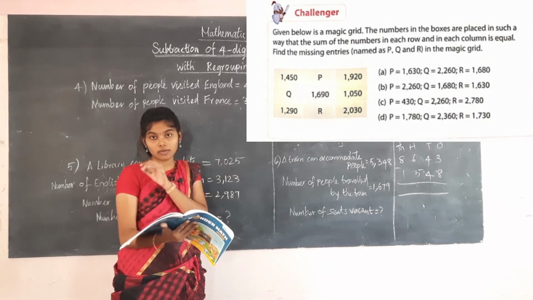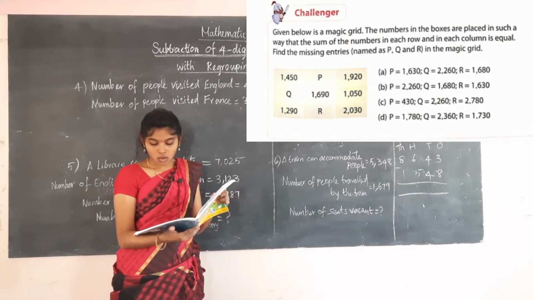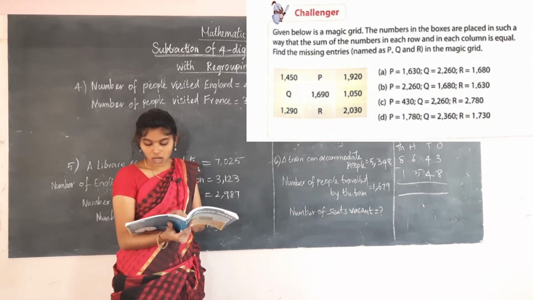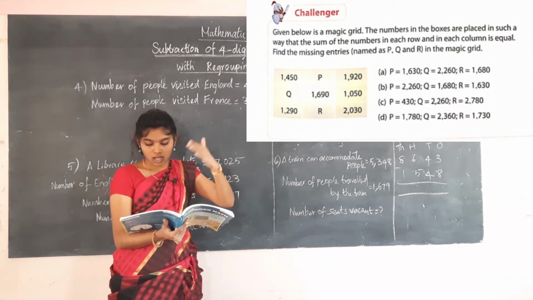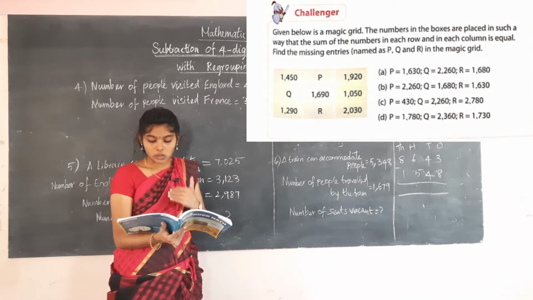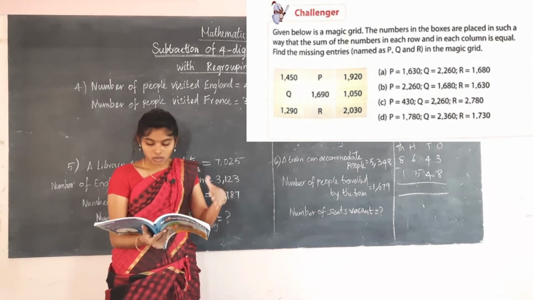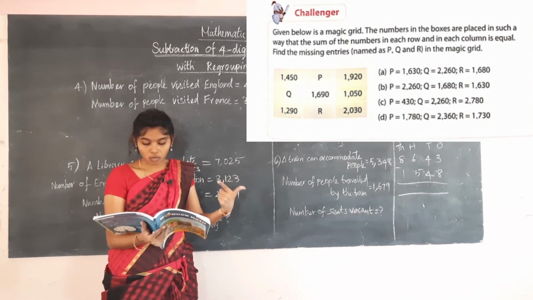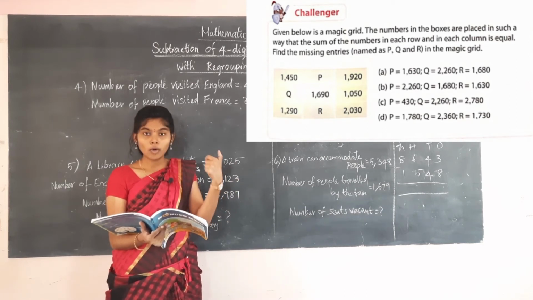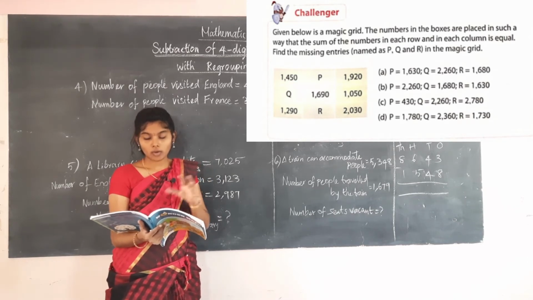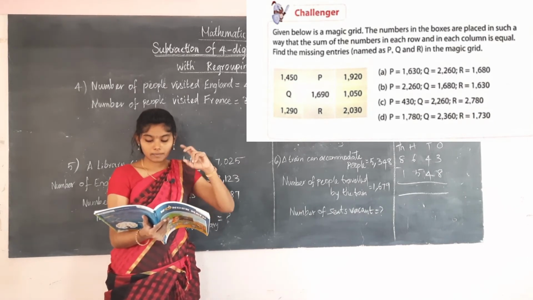The options are given there. P is 1,630, Q is 2,260, R is 1,680. Likewise, the numbers are given there. So you are going to find them by adding and subtracting. Here in the first row, 1,450 is given, and we are going to find P. 1,920 is given. So you are going to find them in order by subtracting those numbers.